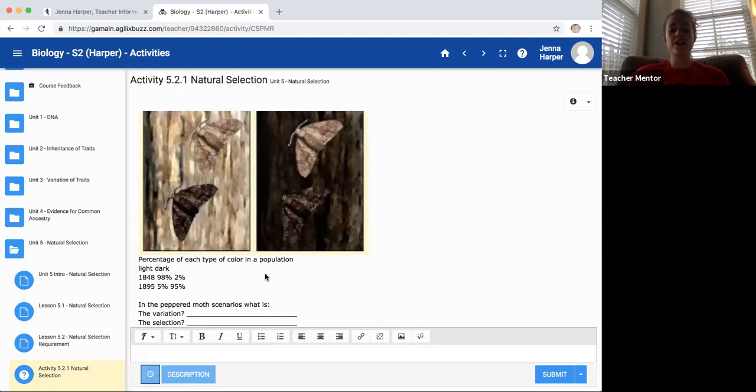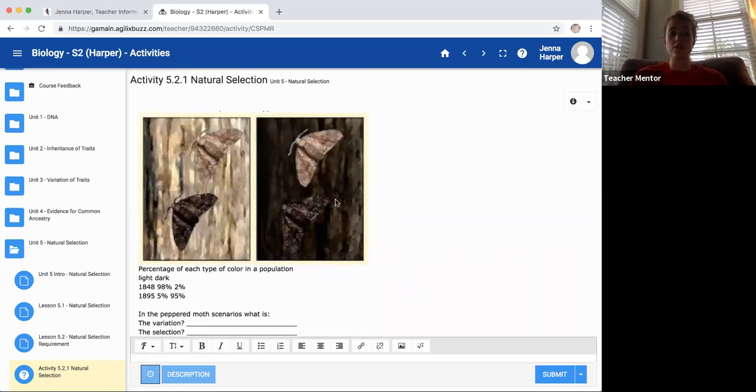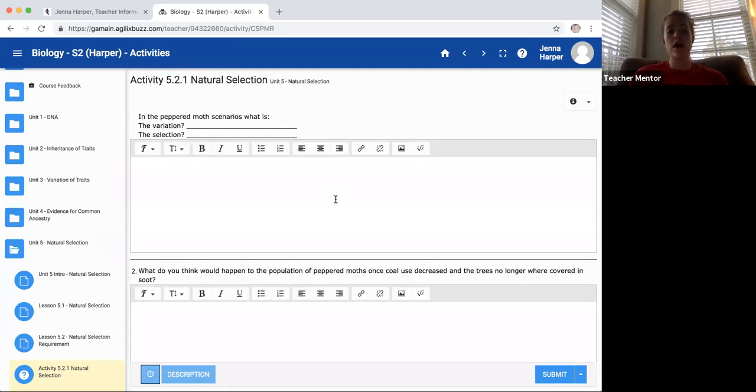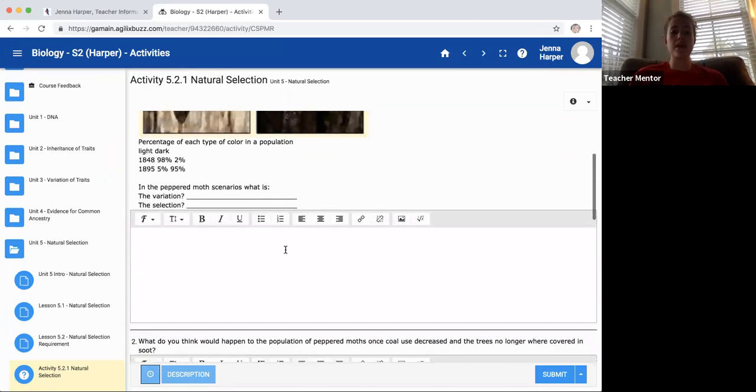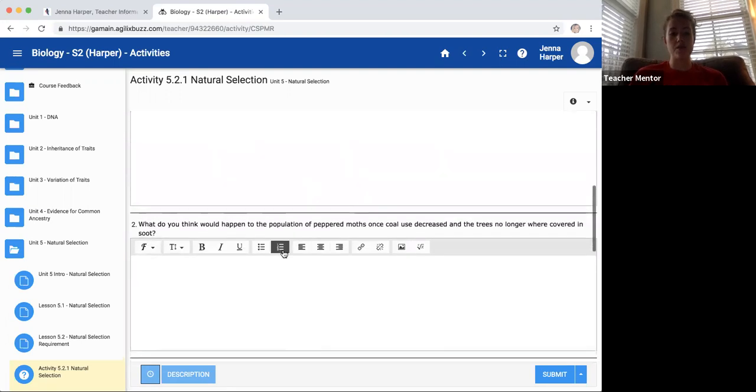Now, the selection. Selection means which ones are going to be selected by the environment. So you could say that the selection is that the darker colored moths are going to survive and reproduce because they are able to blend in with their environment through a defense mechanism called camouflaging, where the light colored moths do not have that. So I would go ahead and put my answers in this box below.